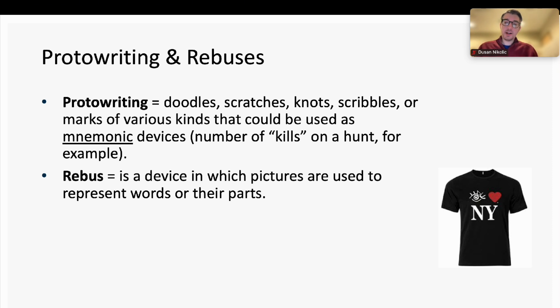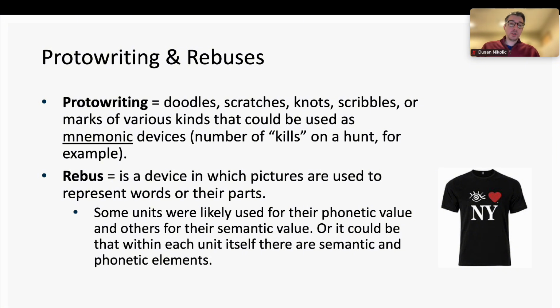So in this case, I represents the pronoun I, heart represents love, and Y represents New York, of course. The rebus is a picture, in this case for an I, and heart means love. So it sort of represents both the meaning and the phonetic form, which is very important. Some units were likely used for their phonetic value, just like an I here, and others for their semantic values, just like a heart, right?